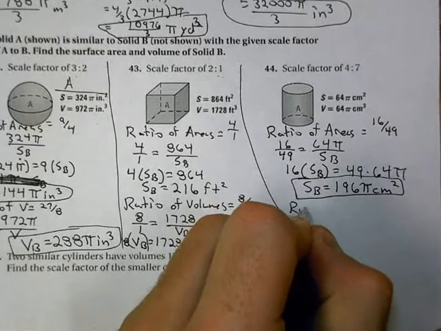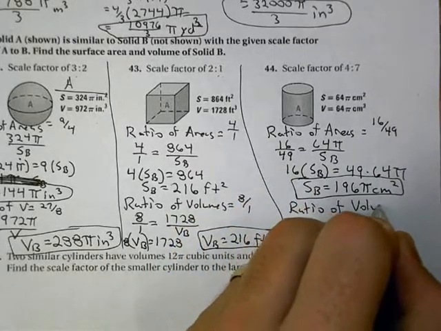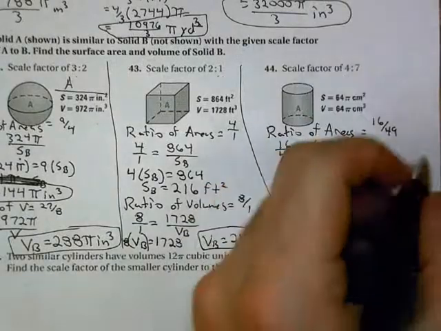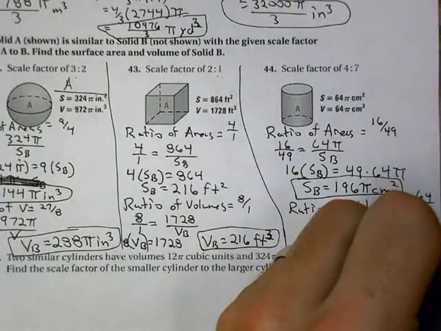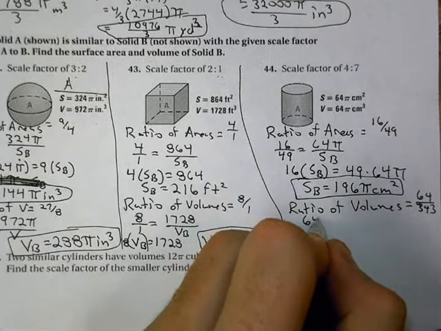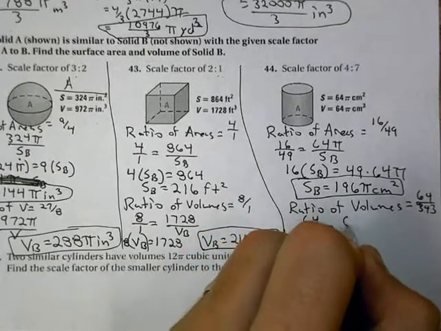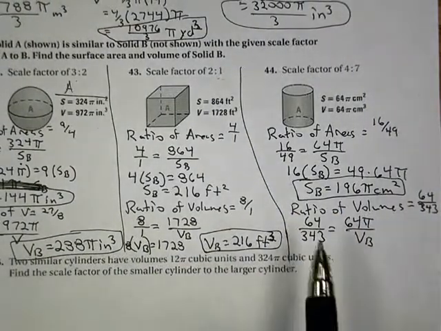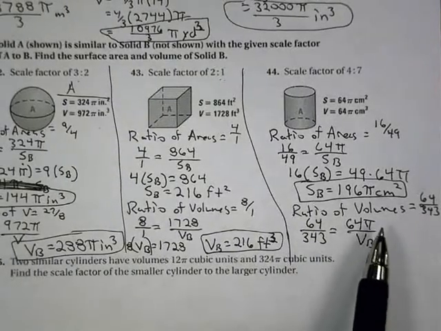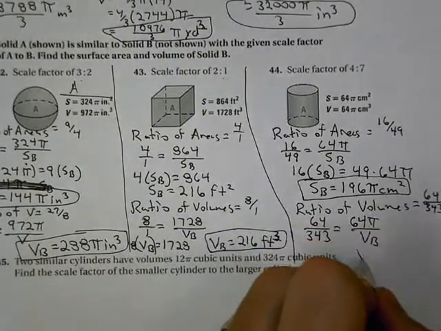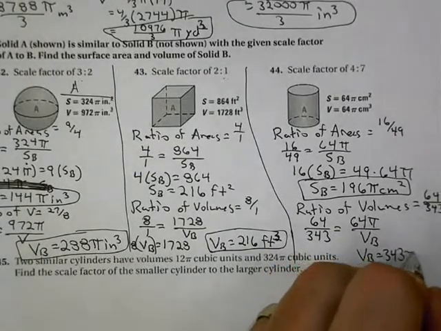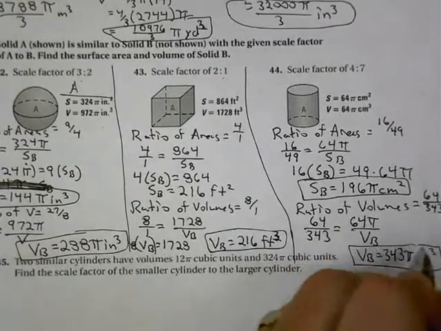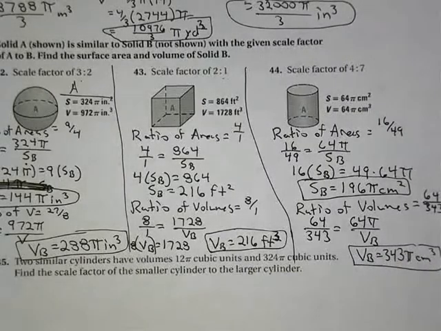And then the ratio for the volumes is going to be 4 cubed over 7 cubed, 64 over 343. So 64 over 343 equals 64 pi over the volume of B. But you may notice here, if I look at 64 to 64 pi, I really multiplied this by pi. If I did that on the bottom, I would get that the volume of B is 343 pi. If you don't see that, you can always go back to cross product. 343 times 64 pi equals 64 times the volume. Divide by 64, it comes out to 343 pi.